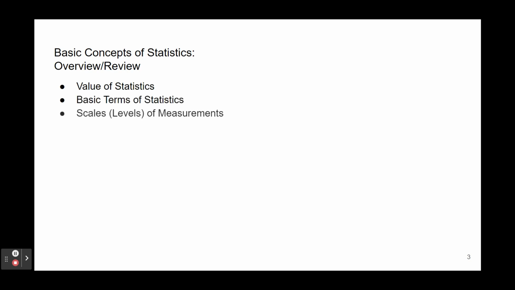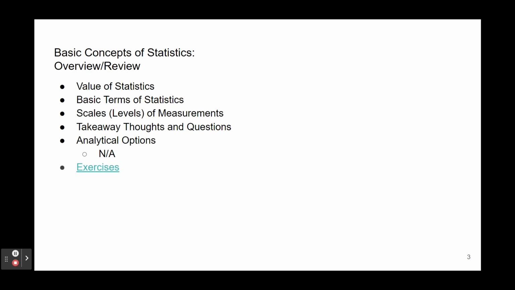All right, the basic concept of statistics, and then we will talk about the value of statistics, basic terms of statistics, and level of measurement or scale of measurement. We will go over them together, and I prepared a couple of takeaway thoughts and questions. And good news is we don't have an analytical option for this first class lecture, but every other module has analytical options, and we will go over them together.